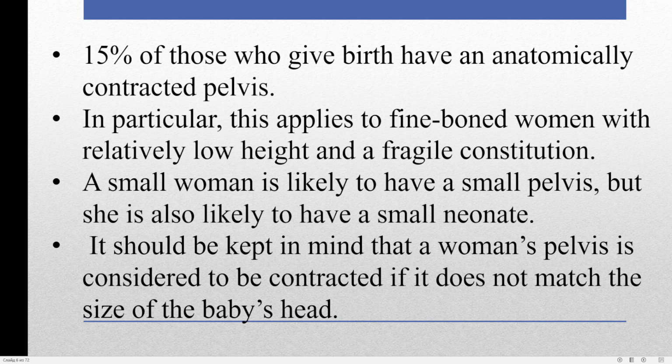15% of those who give birth have an anatomically contracted pelvis. This applies to fine-boned women with relatively low height and fragile constitution. A small woman is likely to have a small pelvis, but she is also likely to have a small neonate. It should be kept in mind that a woman's pelvis is considered to be contracted if it does not match the size of the baby's head.